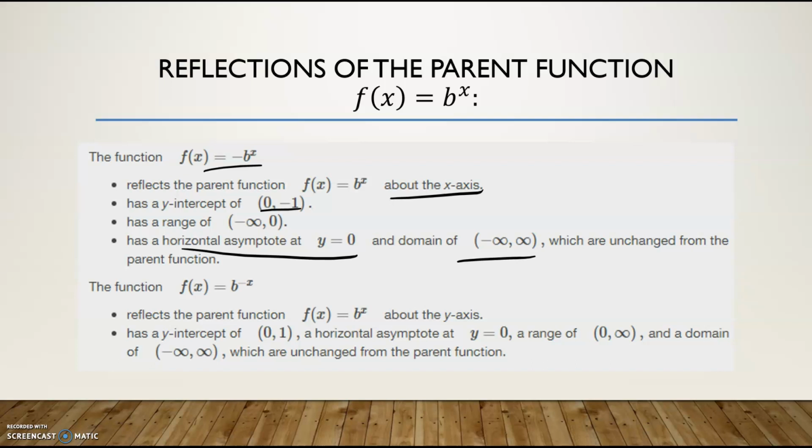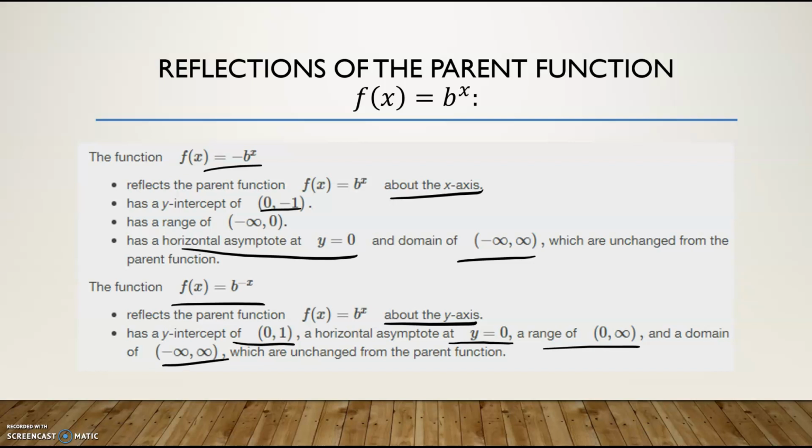Now, if you have a negative in front of the x value, then it's going to flip the parent function about the y-axis. So if it's in front of the entire function, in front of b, it's going to flip about the x-axis. If you have a negative in front of the x, it's going to flip it about the y-axis. So here what you have is a y-intercept of 0, 1. You have a horizontal asymptote at y equals 0. The range goes from 0 to infinity, and the domain does not change here.